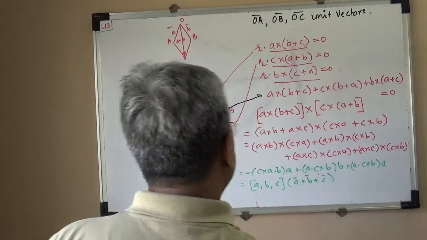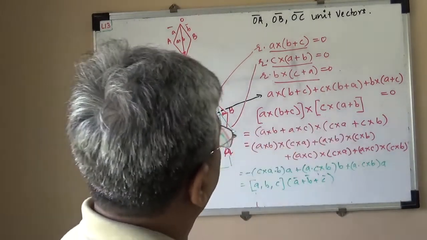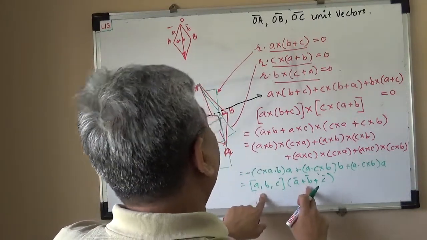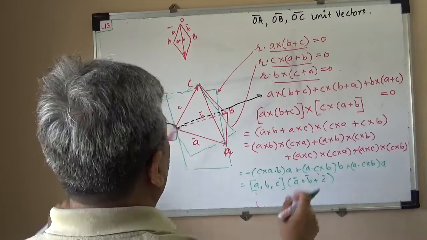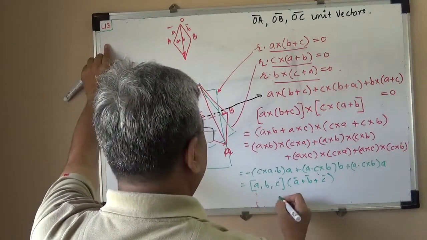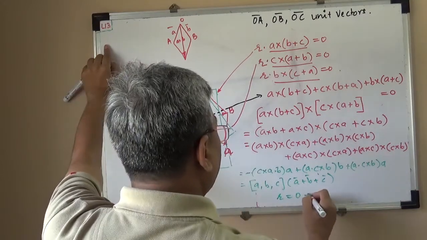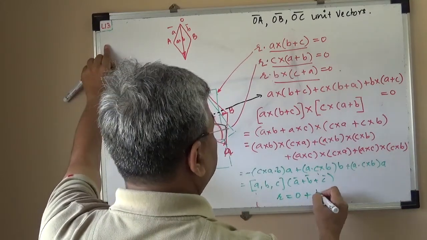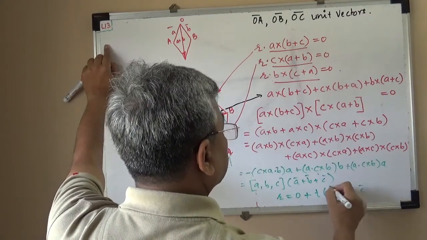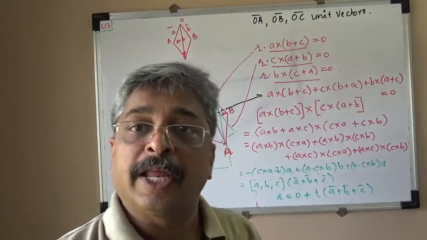So this is the cross product of this, and this is the vector, a scalar times the vector along this, and therefore the equation of this line is going to be R is equal to 0 plus T times (A plus B plus C). That is what is going to be the equation of the line.